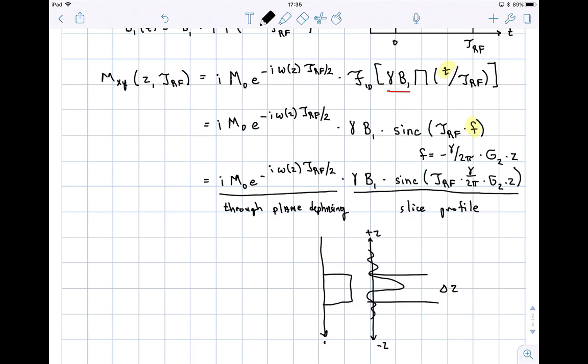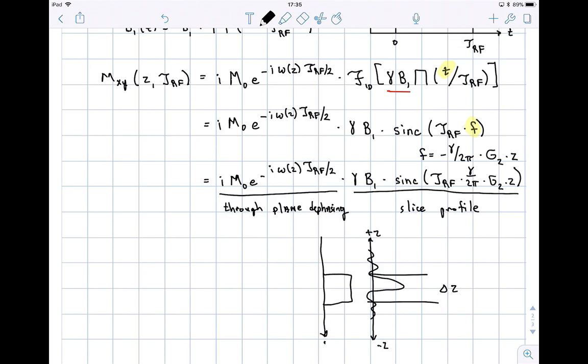So it's complicated. I'll go back to the slides now in just a second. But the how, and specifically how to design those B1 envelope functions, is tricky. A small tip angle approximation gives you a little bit of insight that says, oh, okay, there's a Fourier transform relationship between the B1 envelope function that I use and the slice profile that I get.